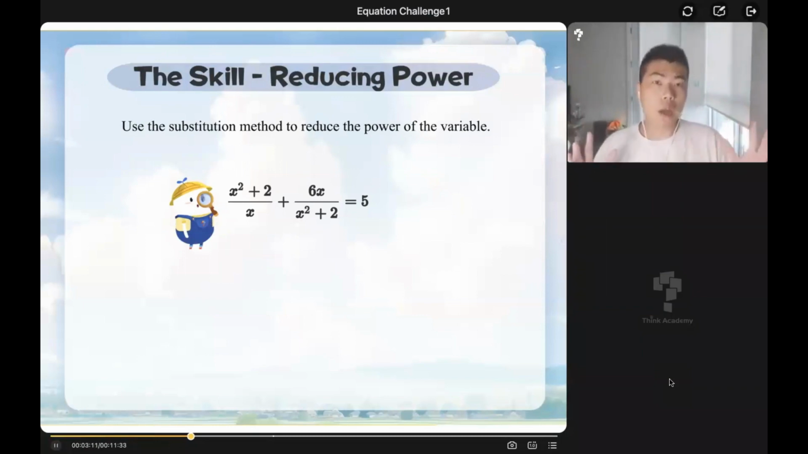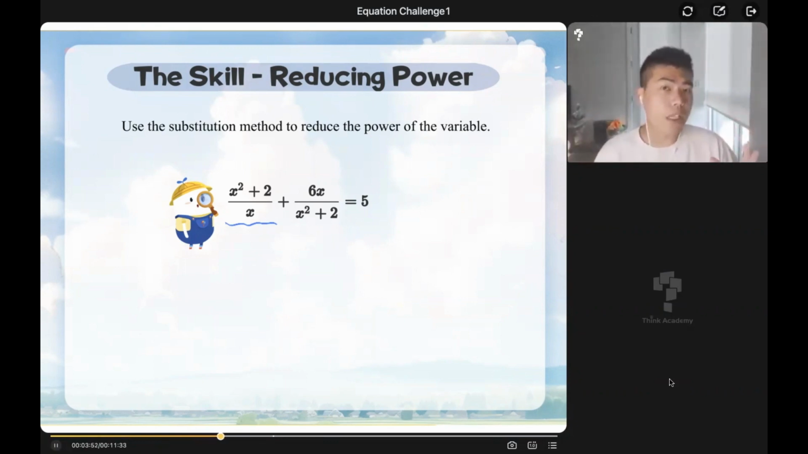This is used when you have higher degree polynomial equations, and it can effectively help you solve equations like this. For example, when we look at this equation, we first notice that we have some rational expressions: x squared plus 2 divided by x, and also 6x divided by x squared plus 2. If we just cancel out all the denominators, we end up with a cubic equation. But we are not going to solve the cubic equation. Instead, let's observe some patterns in this equation.